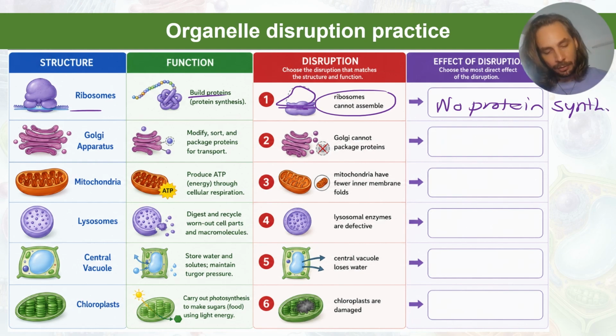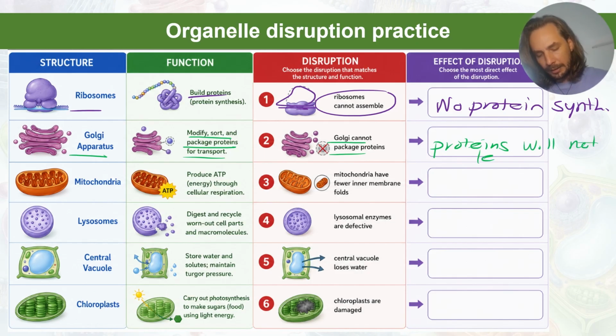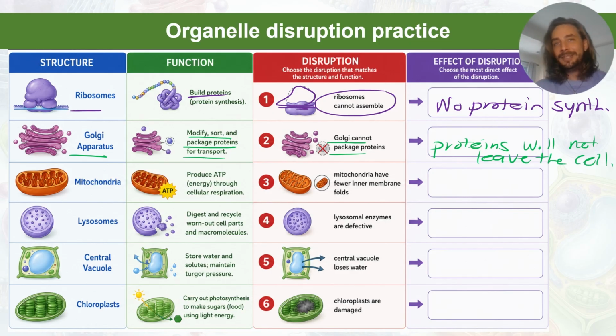The next one, the Golgi apparatus. It modifies, sorts, and packages proteins for transport. And here, if it cannot package those proteins, okay, the proteins will not leave the cell. Okay, if it can't package it, it means it can't put it in a vesicle, meaning you can't secrete it, or the proteins can't go anywhere. It's kind of stuck. Okay.